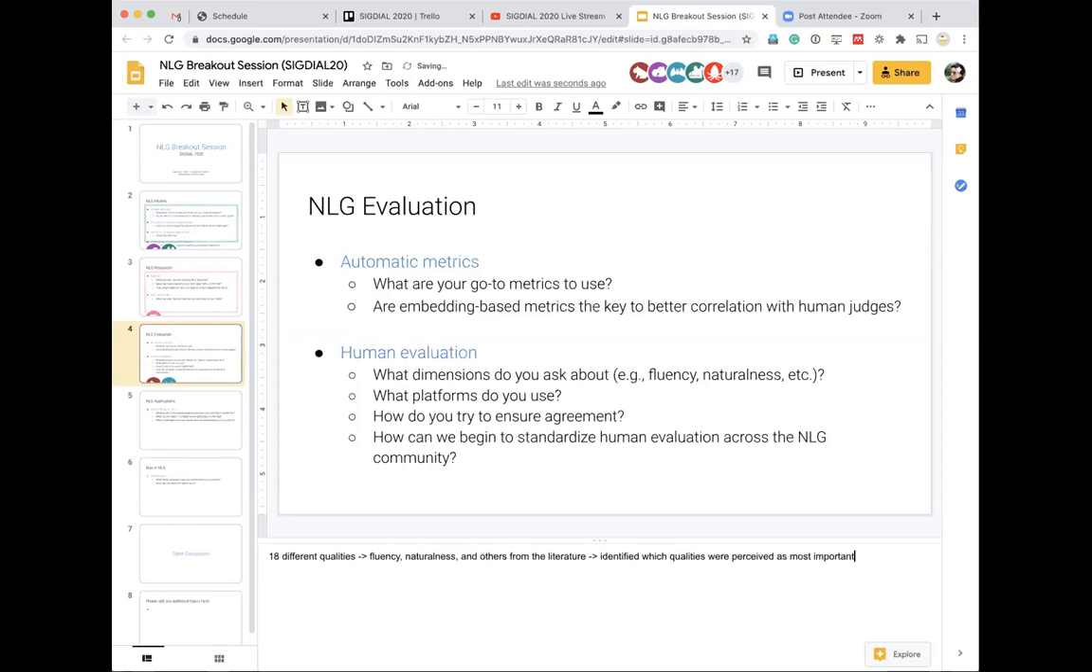But on the topic of automatic metrics, I think people have largely accepted that in dialogue, you can't compare to a reference response. So instead, what we proposed was just using model-based evaluation. And I think that for automatic metrics for dialogue and NLG, that should be what people are doing, rather than word overlap metrics.